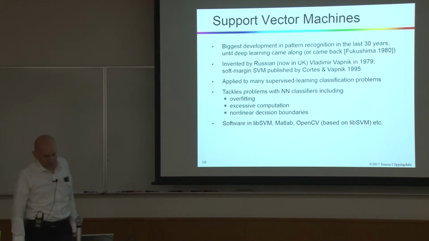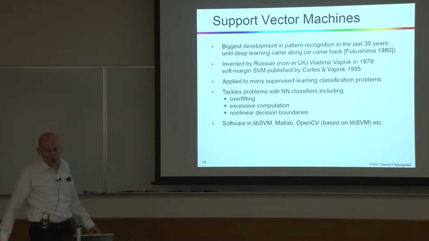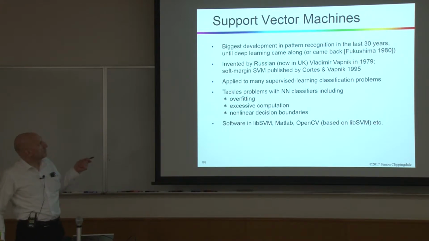Support vector machines. These were, until recently, the biggest development in pattern recognition for about 30 years, until deep learning either came along or came back, depending on your viewpoint. They were invented by a Russian guy who, last I heard, was in London, called Vladimir Vapnik, in '79, and the more recent soft margin SVM was published in '95, so it's about 20-something years since the soft margin version came out.